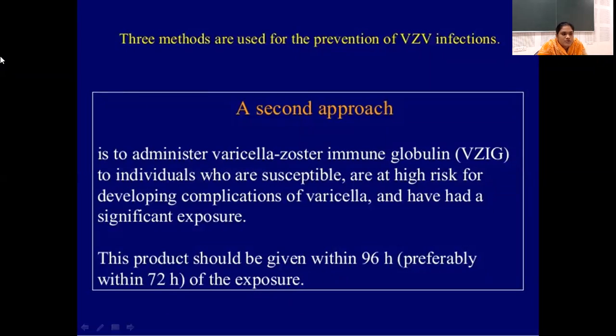Then the second approach is to administer the immunoglobulins to the individuals who are susceptible and are at high risk for developing the complications of varicella and have had a significant exposure. This product should be given within 96 hours of exposure, most preferably within 72 hours.